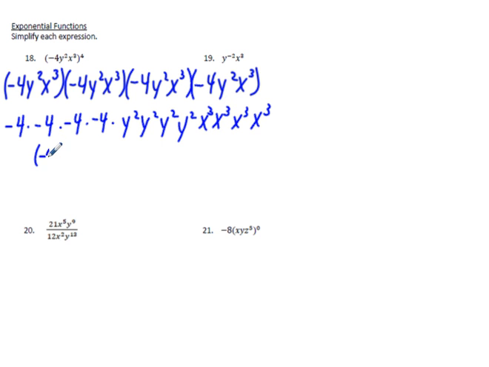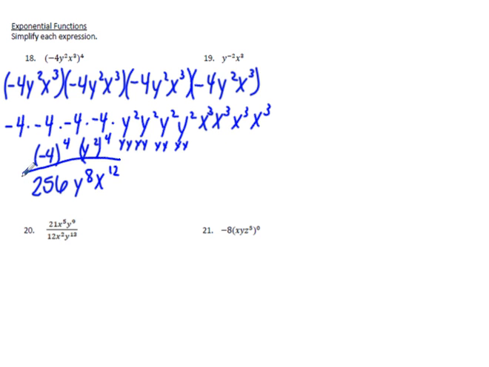So really what we're doing is negative 4 to the 4th power, and negative 4 to the 4th power is 256. Then we're doing y squared to the 4th power. And a power to a power, you multiply the exponents. But if we forgot that, remember y squared is y times y. So another y squared, another y squared, another y squared. You have 8 of them total. So we would have y to the 8th. And then x cubed to the 4th power is going to be x to the 12th. So our final answer here is 256 y to the 8th, x to the 12th.